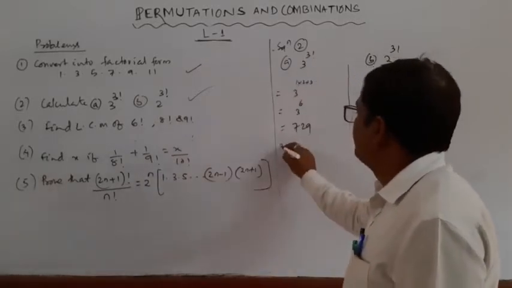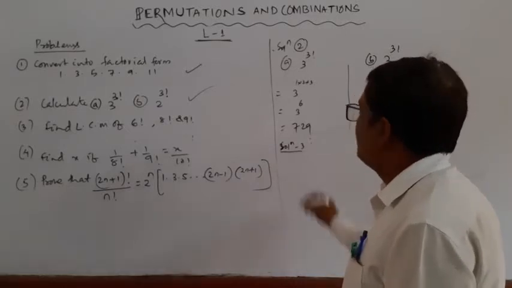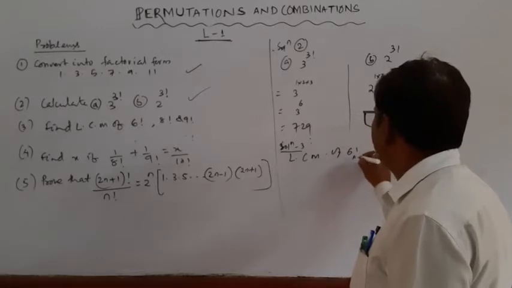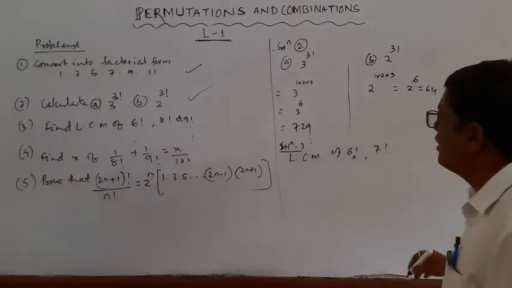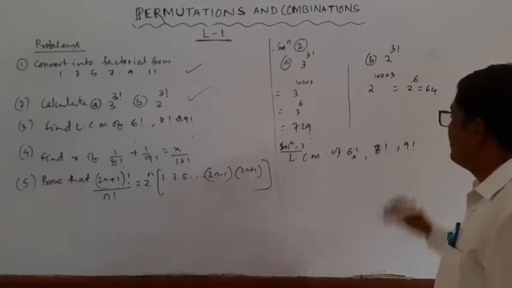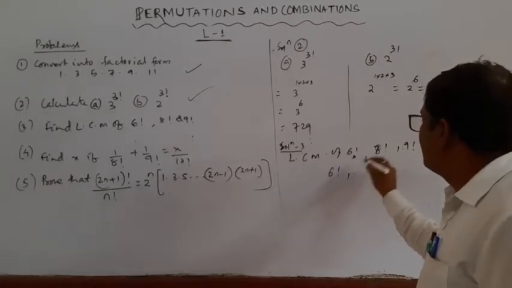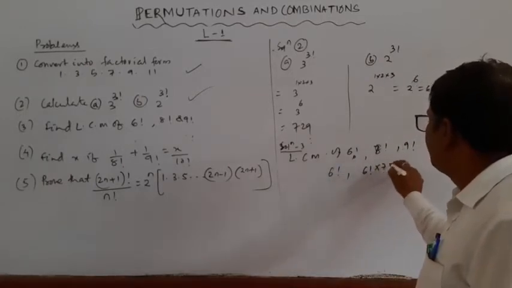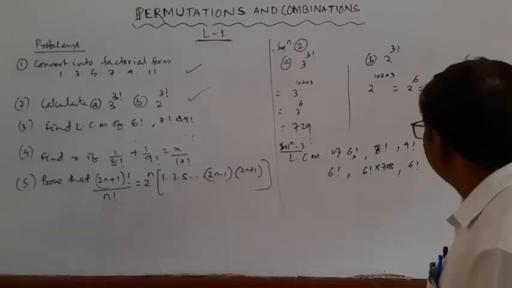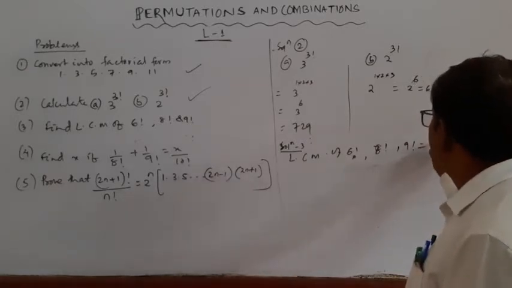Now solution of question number 3. LCM of 6 factorial, 7 factorial, 8 factorial, 9 factorial. What is LCM? 6 factorial is 6 factorial, 7 factorial is 6 factorial into 7, 8 factorial is 6 factorial into 7 into 8, and the largest one is 9 factorial. So LCM is 9 factorial.